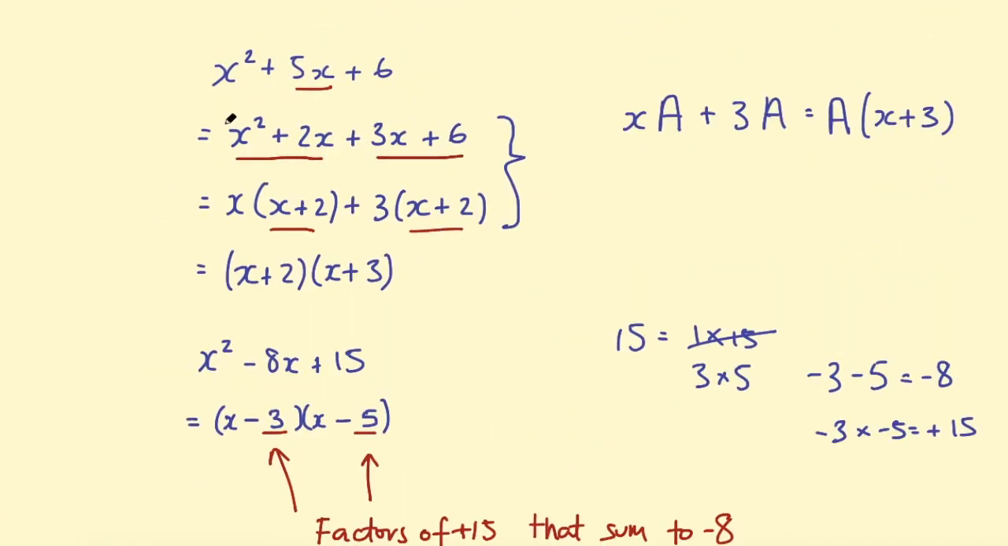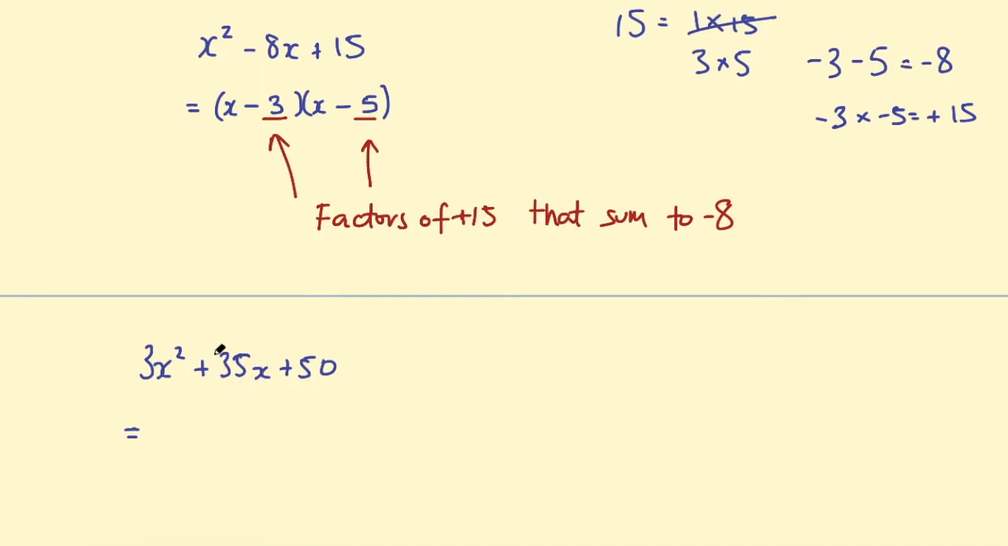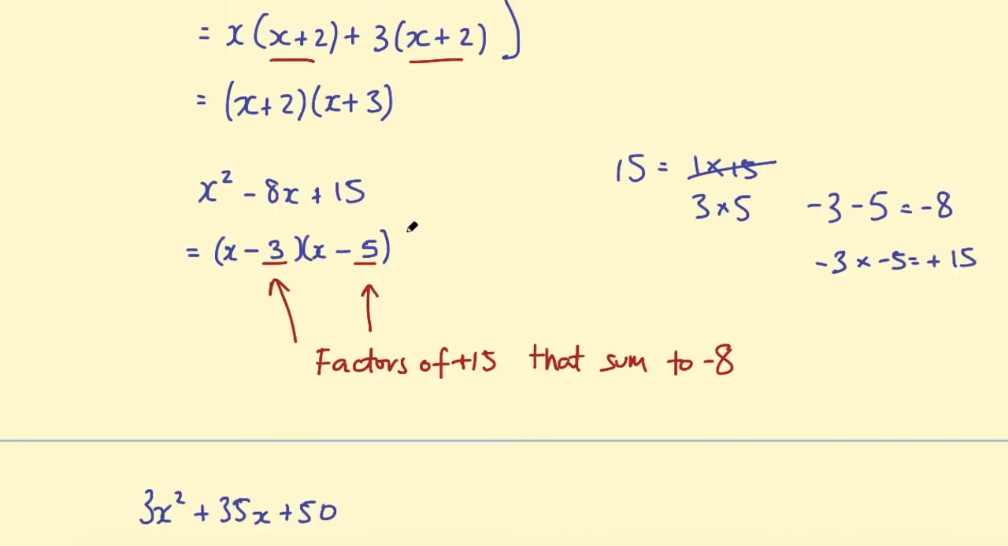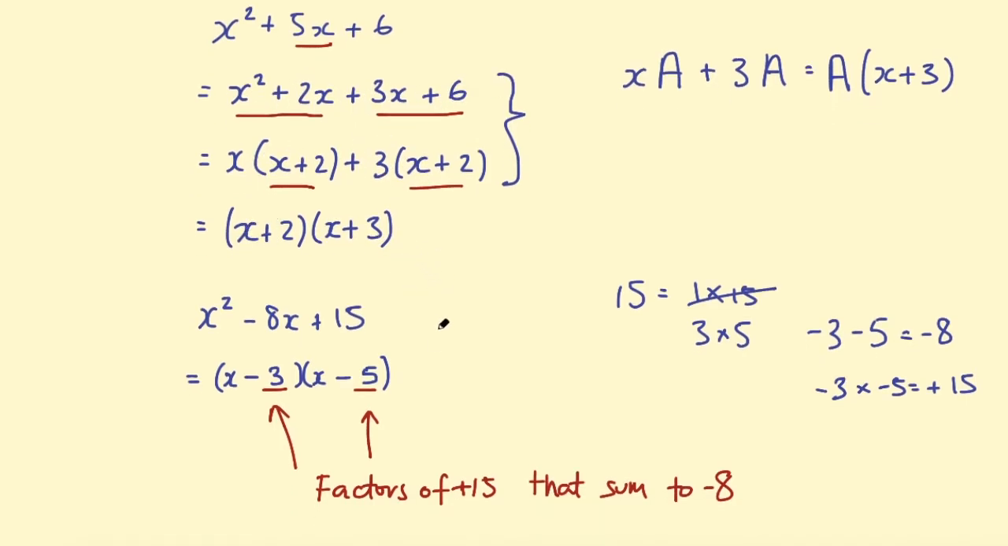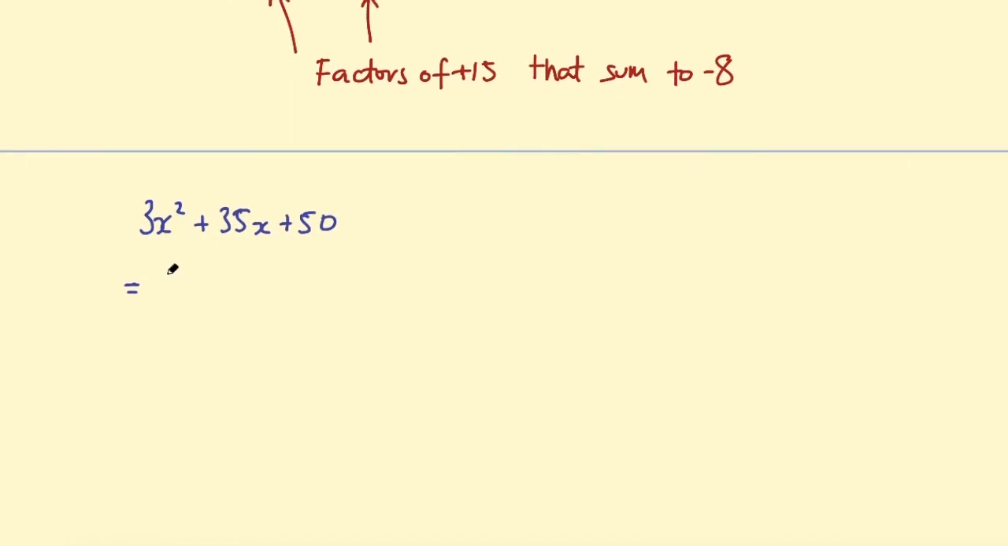3x squared plus 35x plus 50. Again, you could do this the long way. You could split this middle term into two parts and then factorize both parts of that expression and then break it into two brackets. Again, I'm going to take a shortcut and look for two factors of 50 that sum to 35.